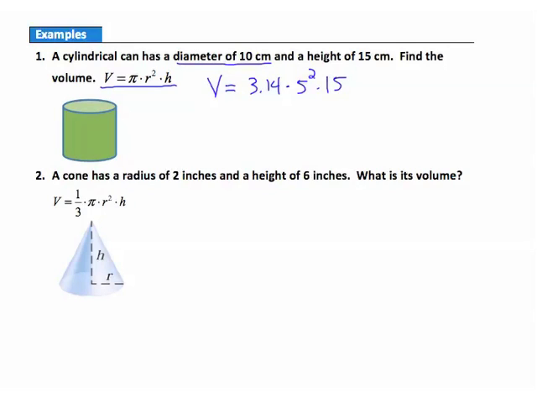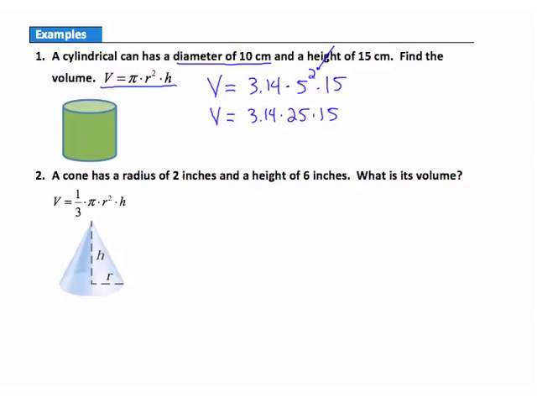Now, to simplify or evaluate this expression on the right, we're going to follow the order of operations, which means we are starting with this exponent. So we need to first start out with 5 to the second power. 5 to the second power is 25. So we get 25 times 15.